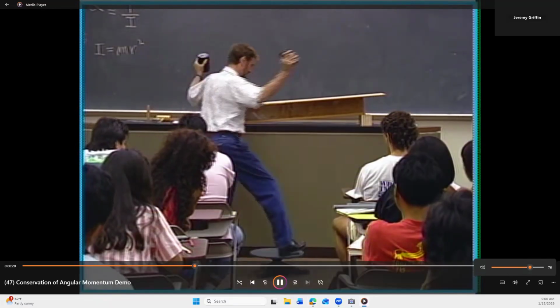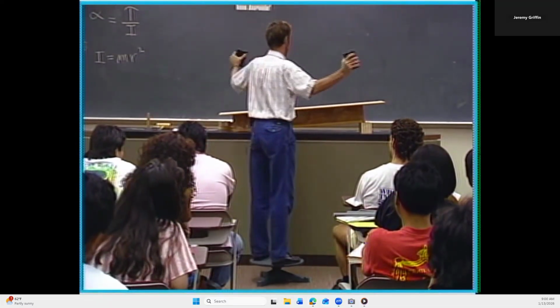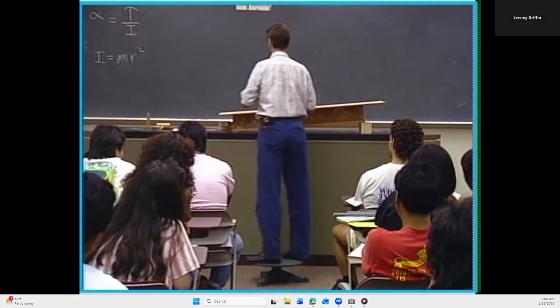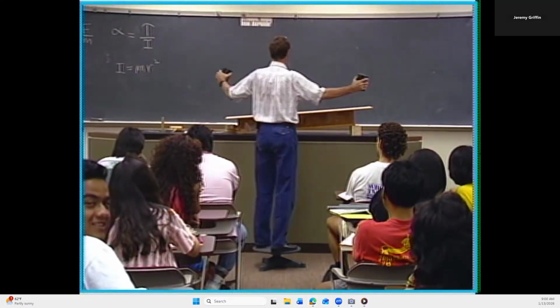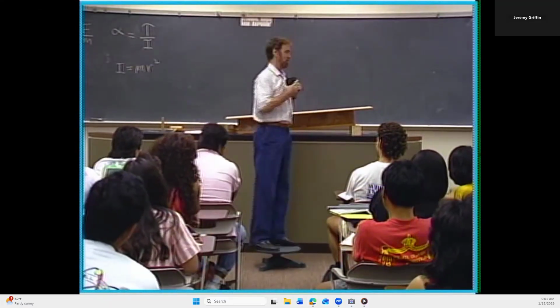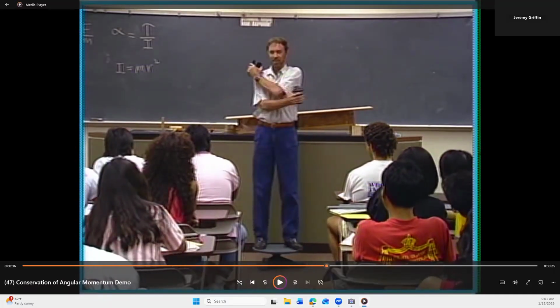So if I get here rotating like this and I hold them out, what happens when I pull them in? Ooh, easier to rotate, gang. Harder to rotate, easier to rotate.